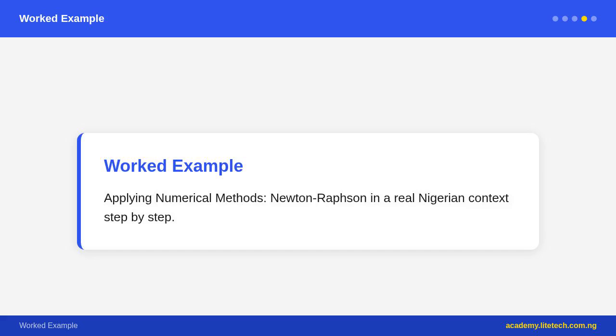Worked example 3, WAEC style. Show that x cubed plus x equals 10 has a root between 1 and 2. Starting from x equals 2, find the root to 3 decimal places. f(x) equals x cubed plus x minus 10. f(1) equals 1 plus 1 minus 10, which is equal to minus 8. f(2) equals 8 plus 2 minus 10, which is equal to 0. x equals 2 is actually the root.